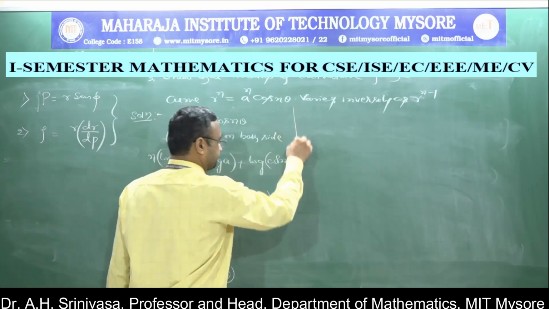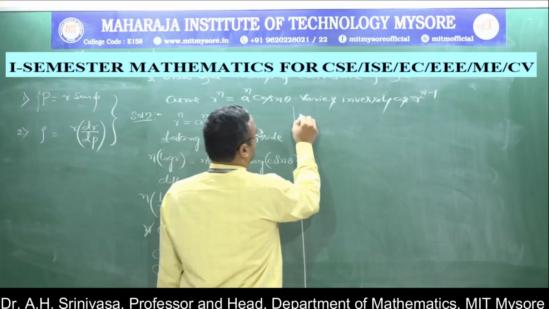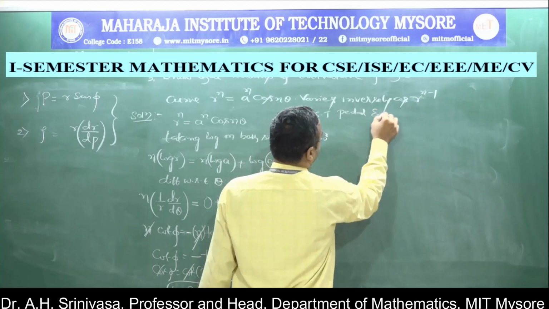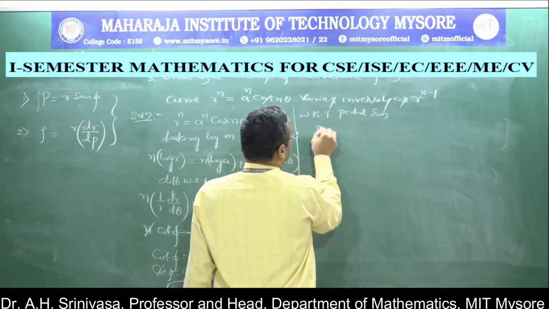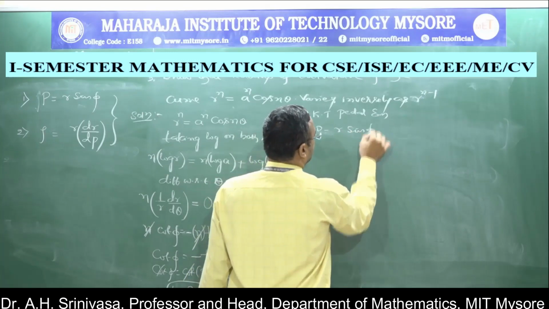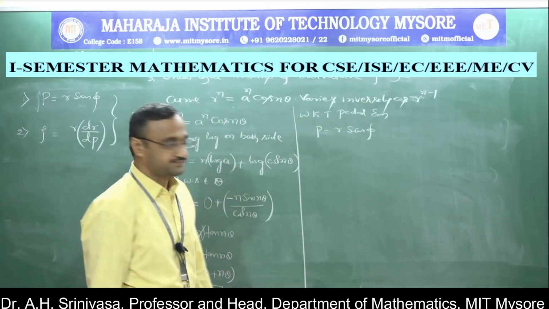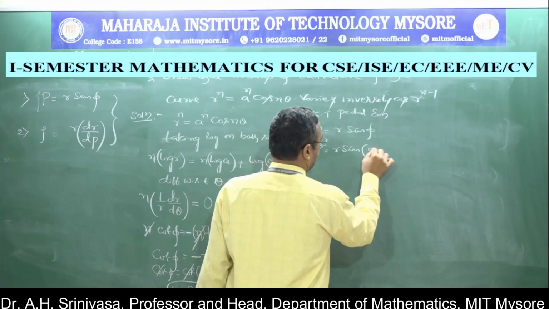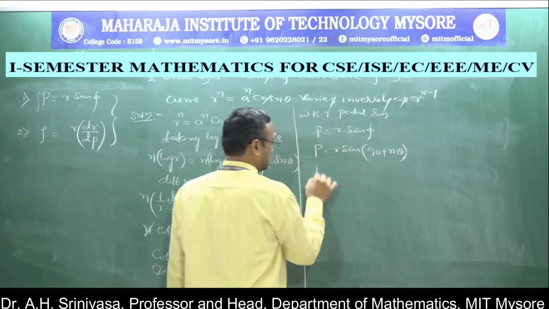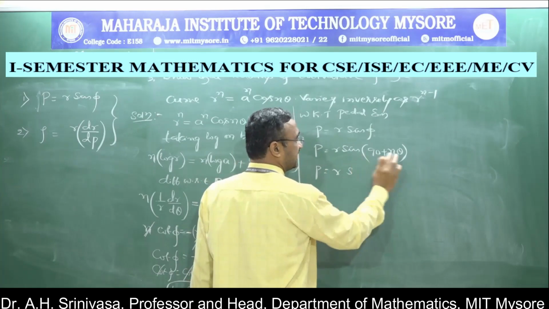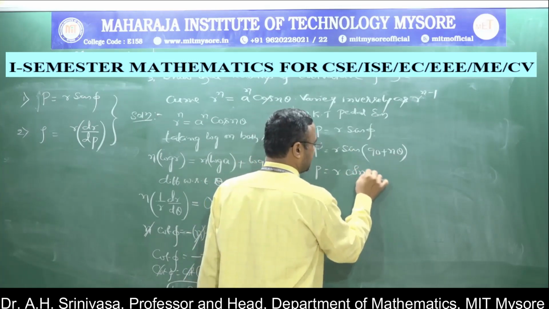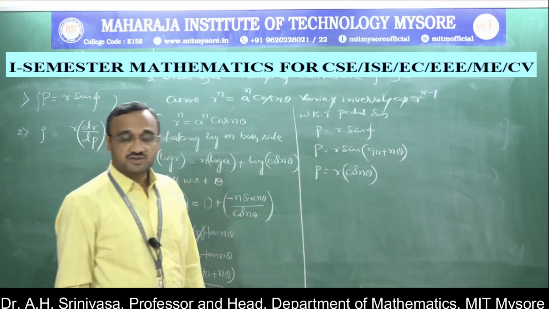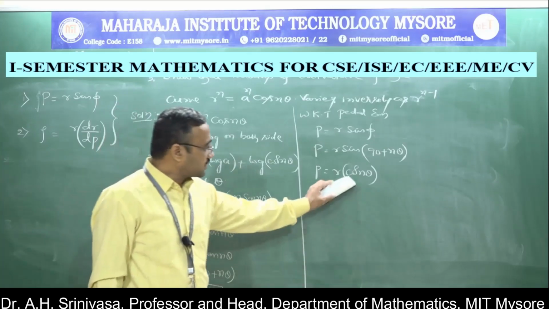Now use your pedal equation. We know that the pedal equation is p = r sin phi. Then put it here: p = r sin(90 + n theta), and sin(90 + n theta) becomes cos n theta. So now go to elimination. In the pedal equation, it should contain only p and r. We don't want cos n theta.